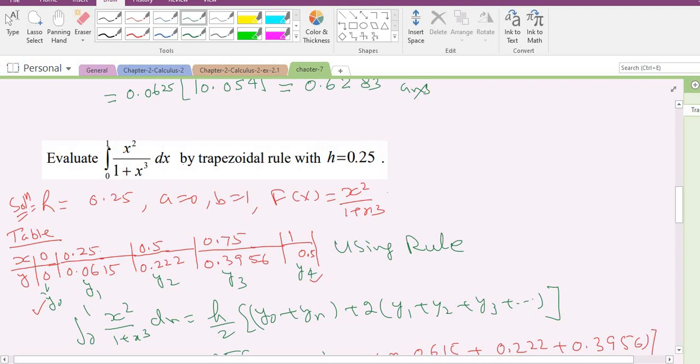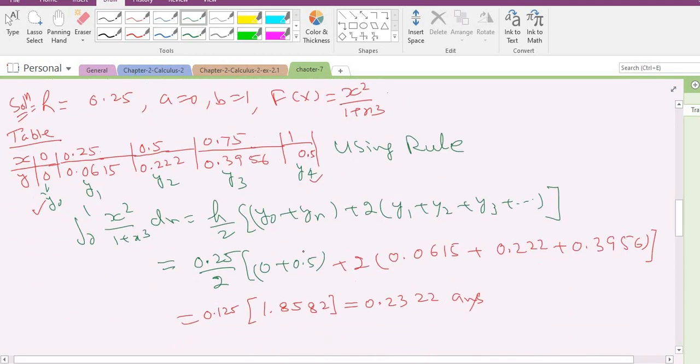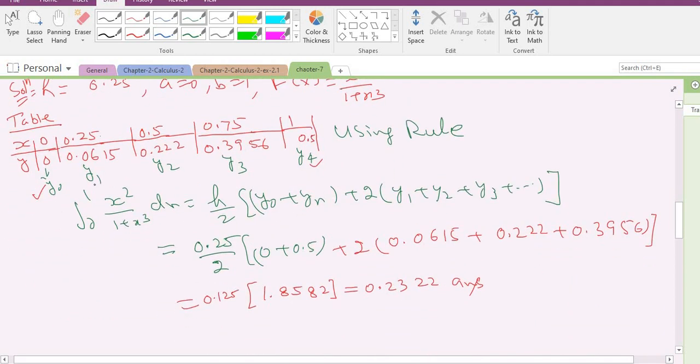And finally 0.75 plus 0.25 is 1. That means no need to calculate the next value. And at x is equal to 1, it is 0.5. Now finally you have to use this. This is y0, y1, y2, y3, y4. So the integral of x square divided by 1 plus x cube dx is equal to h by 2 into y naught plus yn plus 2 times of the remaining values. Replace all values. h is 0.25 divided by 2, y naught this value, plus yn this final value, plus 2 times of the remaining this value plus this value plus this value.